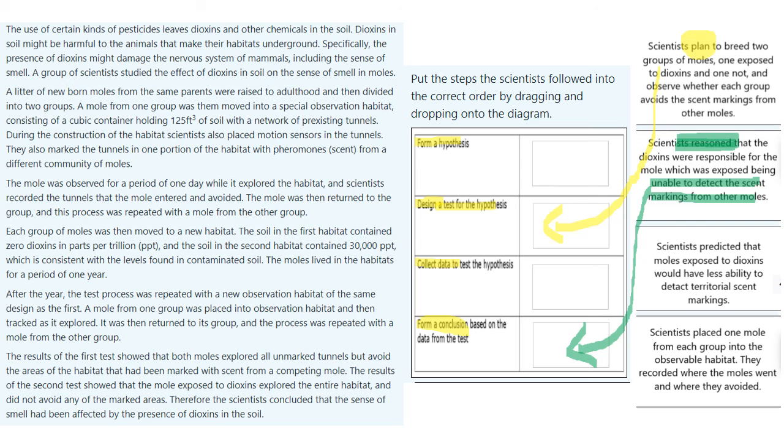Next one, scientists predicted, they guessed that the moles exposed to dioxins would have less ability to detect the territorial scent markings. They are guessing something. When you're guessing, you're making a hypothesis. Finally, scientists placed one mole from each group into the observable habitat. They recorded information that they saw. They recorded where they went. When you are collecting data, you are recording the data.